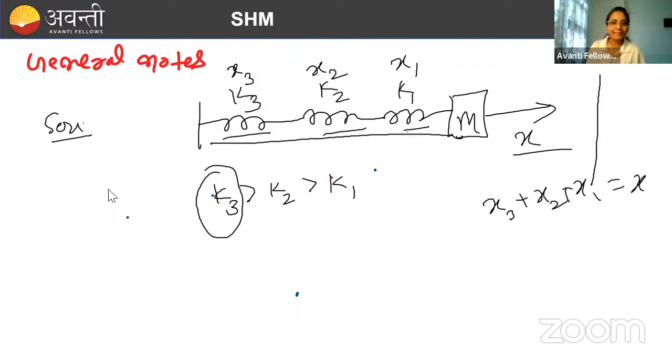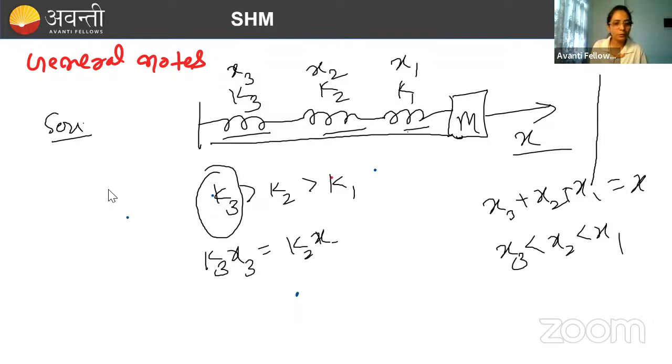Logic. And second thing, K3 is greater than K2 is greater than K1. It means x3 is less than x2 is less than x1. Done. उसके बाद tension is same. It means K3 x3 is equal to K2 x2 is equal to K1 x1. So these are the things in series that you need to remember. अब इसको series में add करना है तो parallel की तरह add होता है. The way you add resistors in parallel, same way you will add springs connected in series.